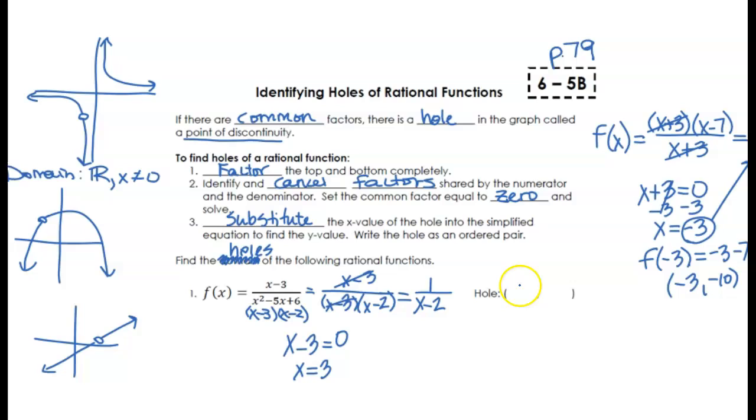And if x equals positive 3, how do I find the y value that's associated with that? Substitute into the original function? No, the factored function? This one? No, this one, right? I could do any of them. It'd give me the right answer no matter what, but it'd be way easier to put it here. So f of 3 is equal to 1 over 3 minus 2. 3 minus 2 is 1, and 1 divided by 1 is just 1. So there's the hole.